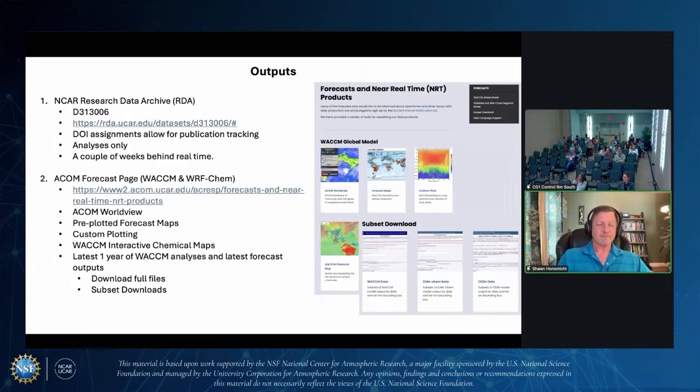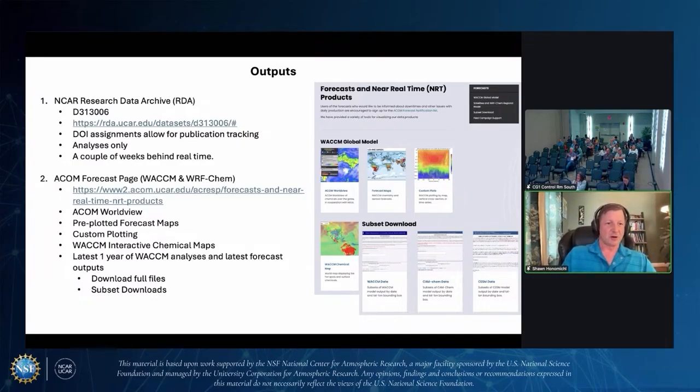And all this information is available in a couple of different locations. One is the Research Data Archive. In their search bar, you can just search for WACM and it'll show up, but otherwise it's dataset 313006. This is nice because we get a DOI assignment, which allows us to track publications, at least to see how much it's getting used. These are only the analyses, and they're usually a couple of weeks behind real time, just in case I need to do any reruns.